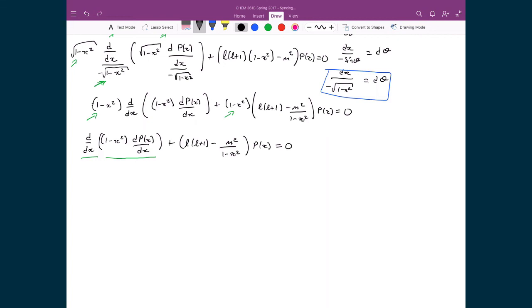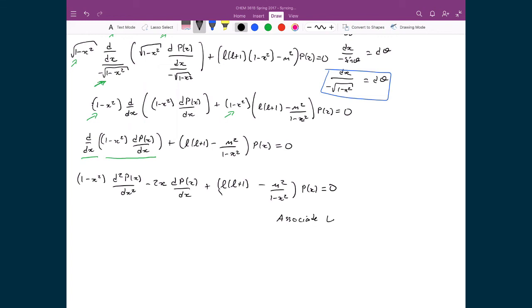And so here I have to use the product rule. I would say first times the derivative of the second, 1 minus x squared times the derivative of the second. Well, that's just going to be d squared p as a function of x by dx squared, plus the second times the derivative of the first. Well, the derivative of the first, 1 minus x squared, is just going to be negative 2x. And so then here is my dp by dx again. I'm still going to add L plus 1 minus m squared over 1 minus x squared, all multiplied by p of x, and that's equal to 0. And like I said before, the solutions to this are the associated Legendre polynomials.